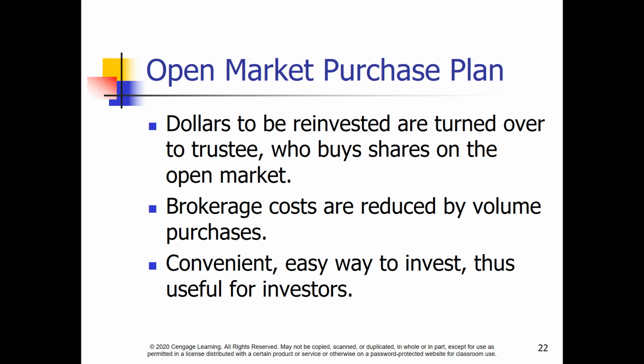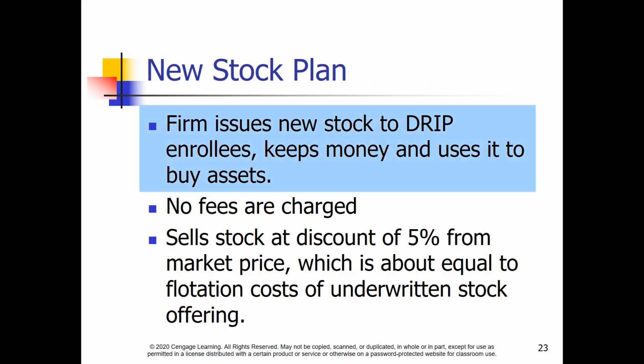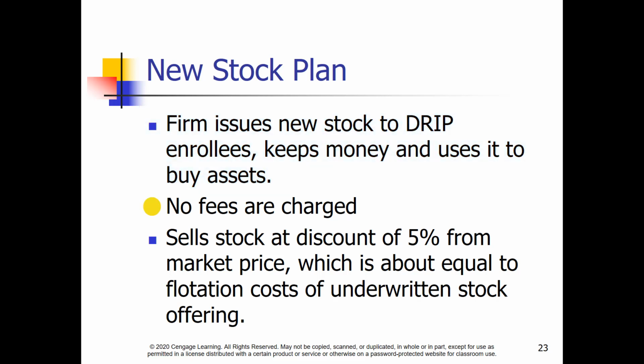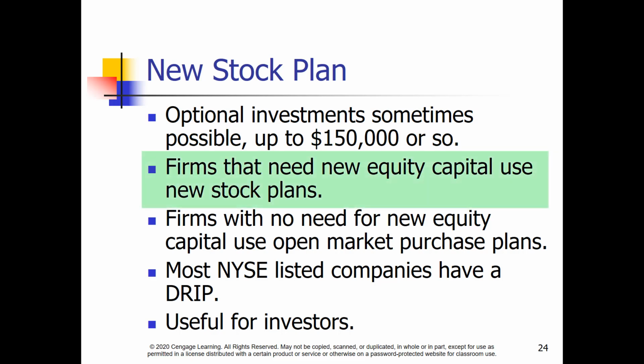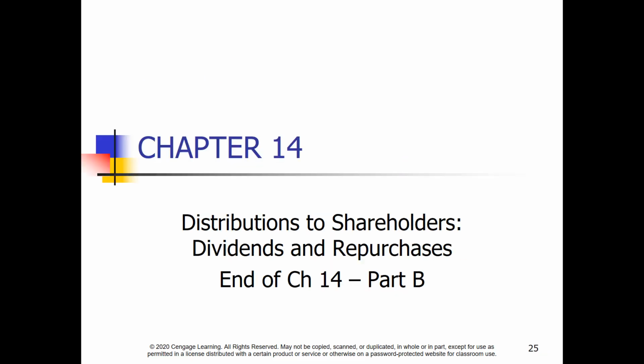In a new stock plan, the firm issues new stock to the DRIP members in lieu of cash dividends. No fees are charged, and many companies even offer the stock at a 5% discount from the market price. Sometimes firms allow optional additional investments from current shareholders via the DRIP mechanism. Firms that need new equity capital use new stock plans, while firms with no need for new stock use an open market purchase plan. Firms can switch back and forth between open market and new stock plans as their need for funds changes. This ends Part B of Chapter 14.